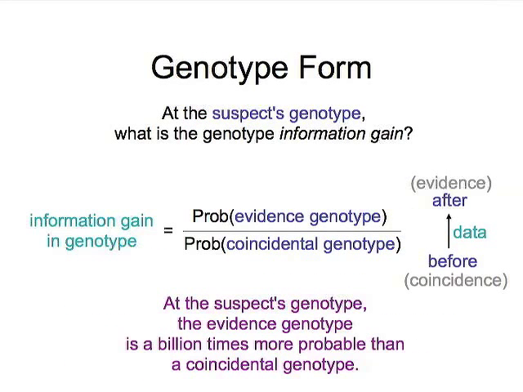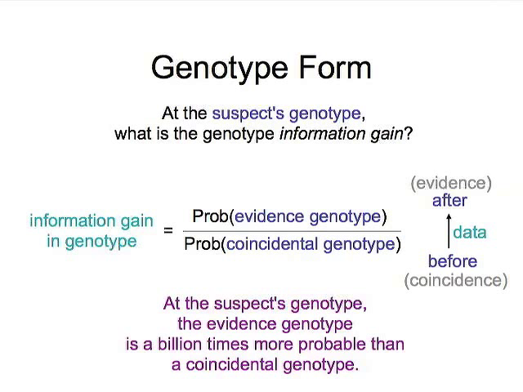First, if you know what a genotype is, and I'll describe this visually later on, you can say at the suspect's genotype, what was the information gained based on the genotype? Now that's starting to look, there's no conditional probability here, by the way, so you're not going to transpose anything, but it says what's the probability of the evidence genotype relative to a coincidental genotype. In other words, before there was a random population genotype based on the product rule. After you've seen the data, it was updated.